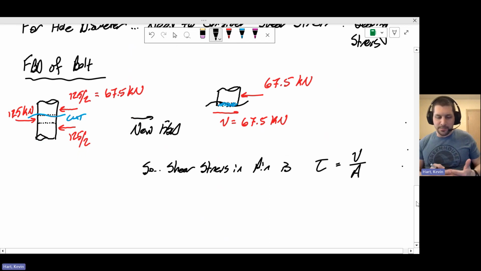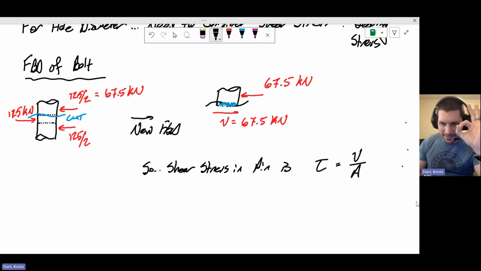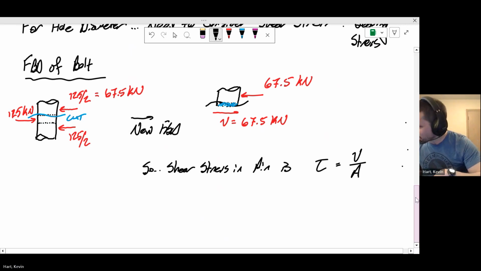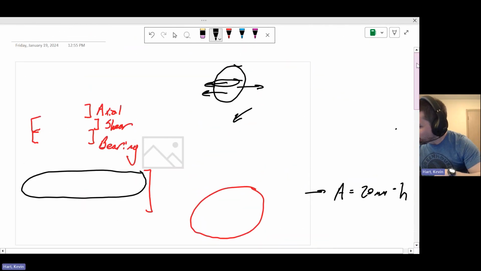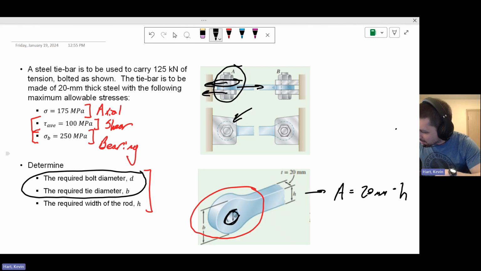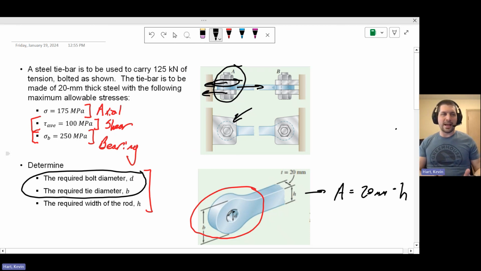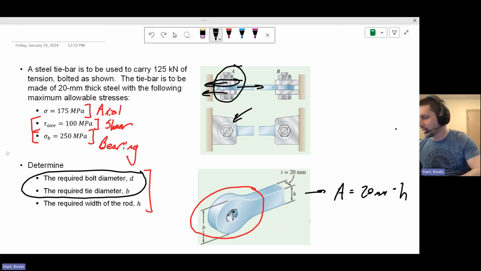That cross-sectional area of that pin can be no larger than the hole in the tie rod that we have. So we have a hole in our tie rod right here, this hole right there where our pin is going to go, and the pin can't be bigger than that. So that means that the diameter of the hole of the tie rod must be at least the same size, if not bigger, than the pin that we need.